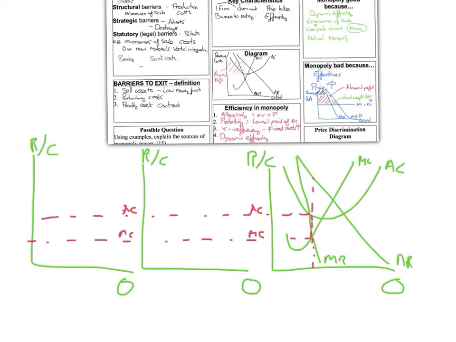And I'll keep on dotting up and I'll be able to see the abnormal profit this firm's going to be making. But with price discrimination, this is that thing where the firm can actually make more profits by price discriminating.